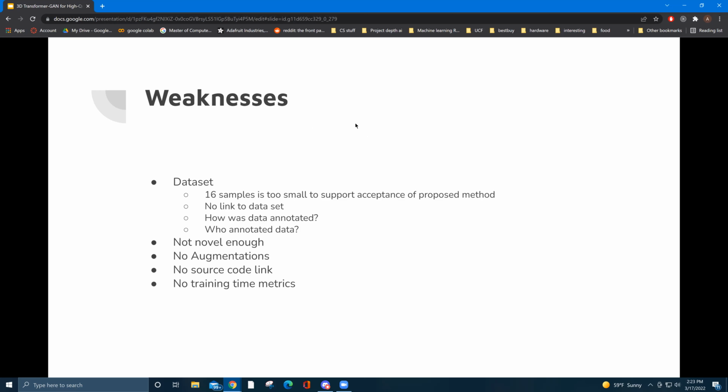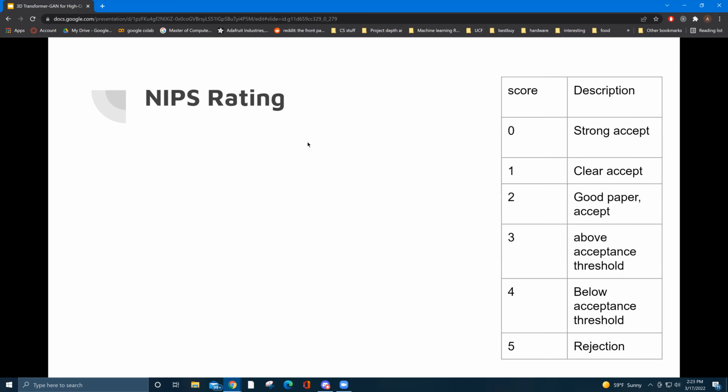There were no training time metrics. By that I mean how long it took to train. Was it 3 days, 5 days, a month? They didn't provide that at all. And I wish there could have been more experiments. But I understand that with the sample size it would have been hard to do any more experiments with just 16 samples. But maybe experimenting with augmentations would have been nice.